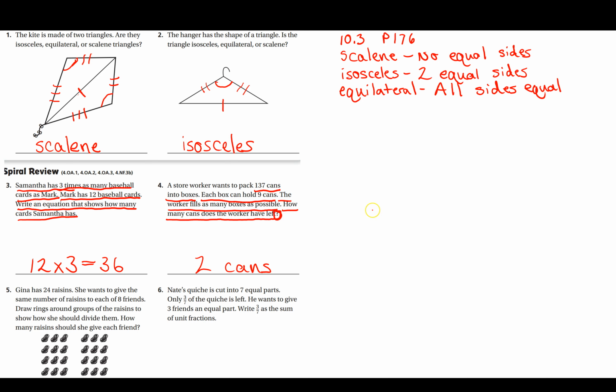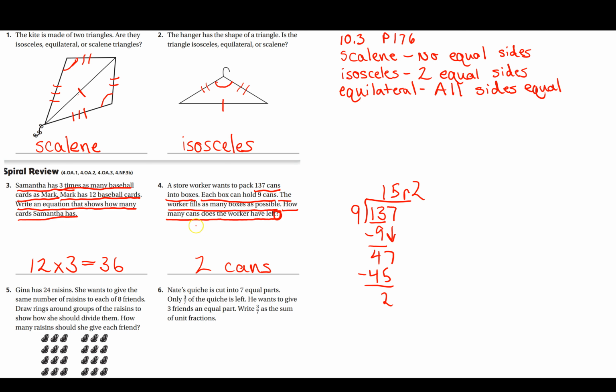So if you recognized that you were doing division, then you could just do the division. So 9 can't go into 1. 9 can go into 13 one time. 1 times 9 is 9. Subtract gives you 4. Bring down the 7. 9 goes into 47 5 times. 5 times 9 is 45. Subtract gives us 2. 9 can't go into 2, so that is our remainder.